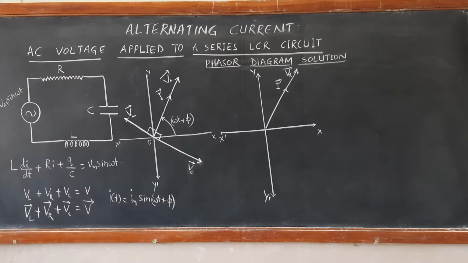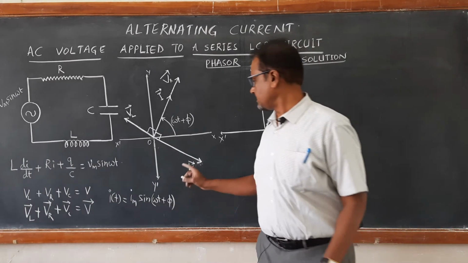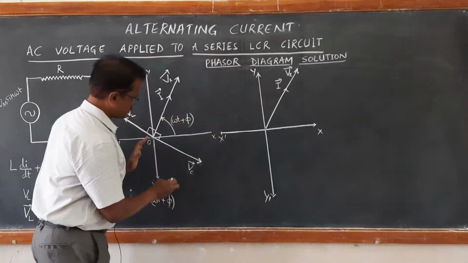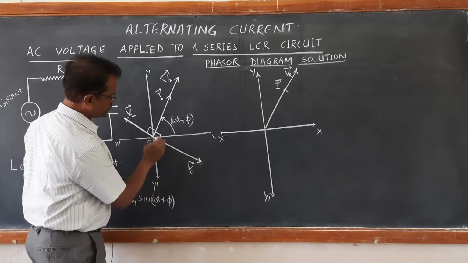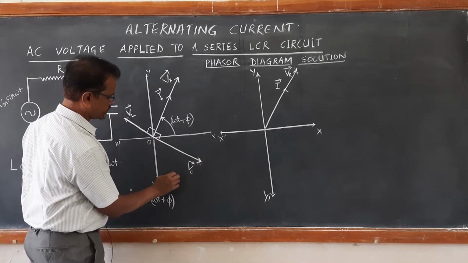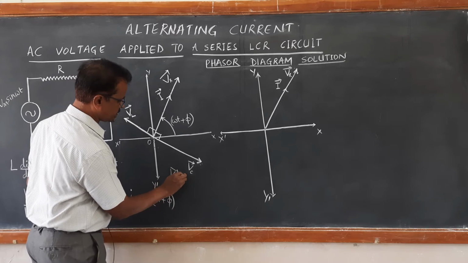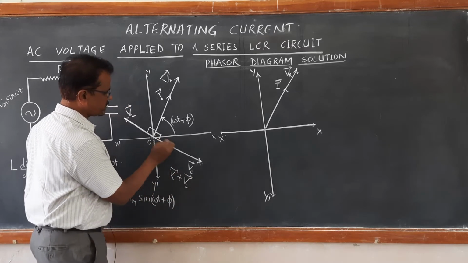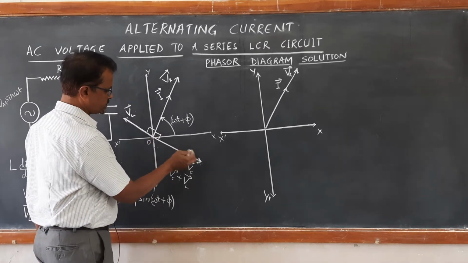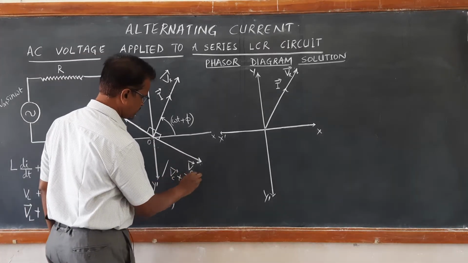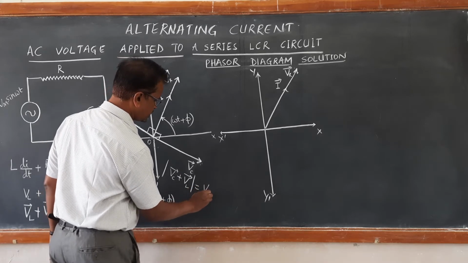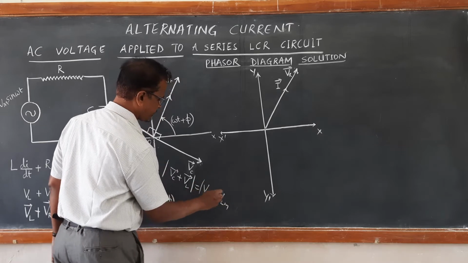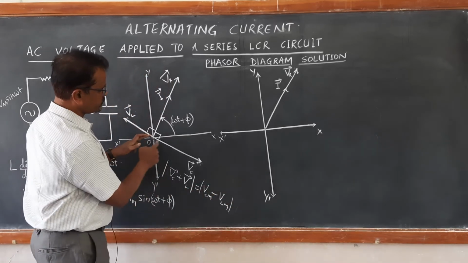So now I am drawing the resultant V, right? First, VC is longer than VL, therefore first we will find out VC vector plus VL vector. That will be in the same direction as that of VC, whose magnitude is given by VCM minus VLM, in the same direction.